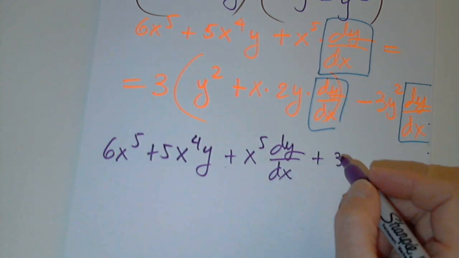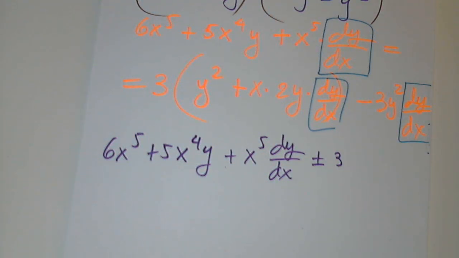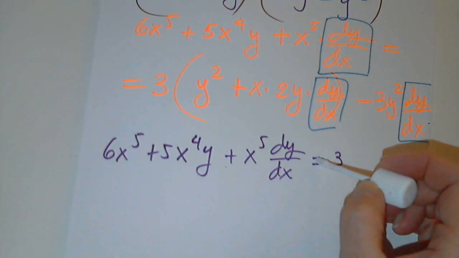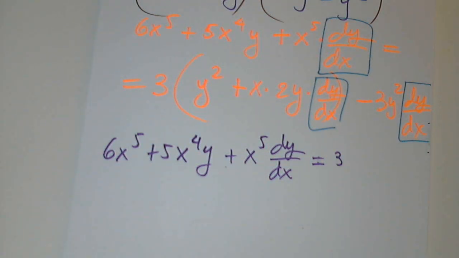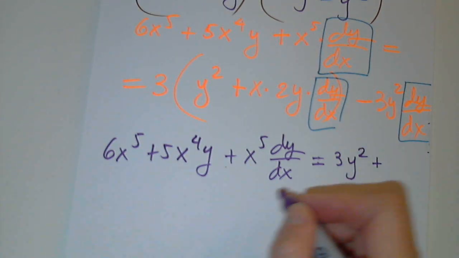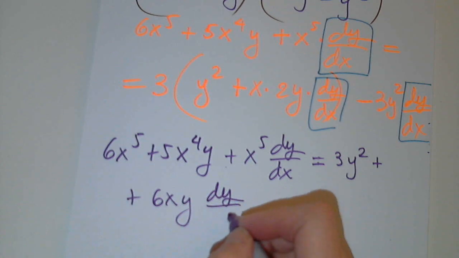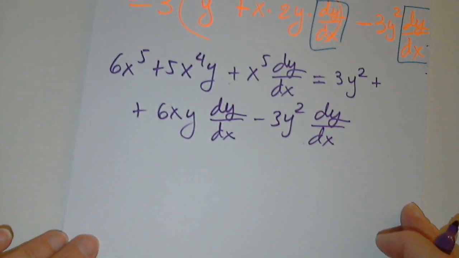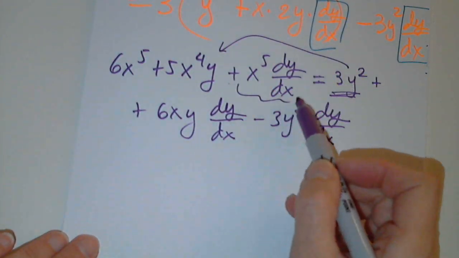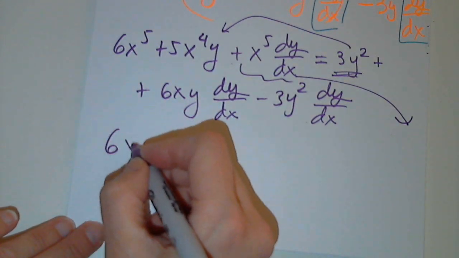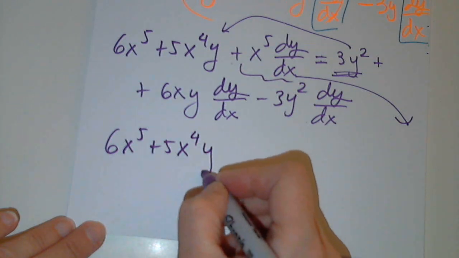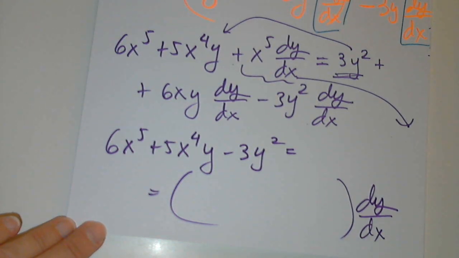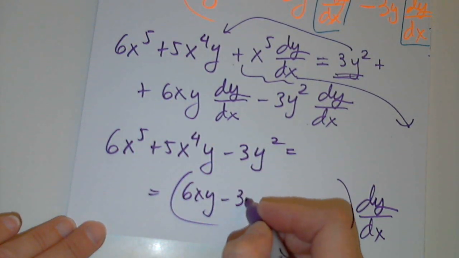dy by the x equals... don't write plus. As I just said, I'm going to write it one more time. So 3y squared plus 6xy dy over dx minus 3y squared dy over dx. This goes here, this goes here. So 6x to the fifth plus 5x to the fourth y minus 3y squared equals 6xy. All you have to do is subtract it over to the other side.